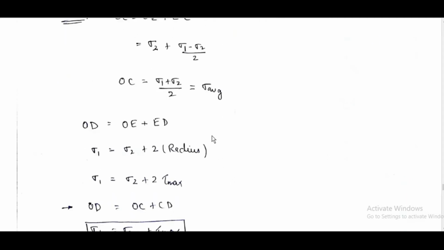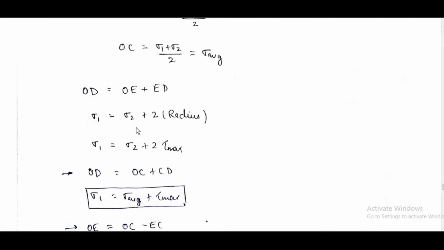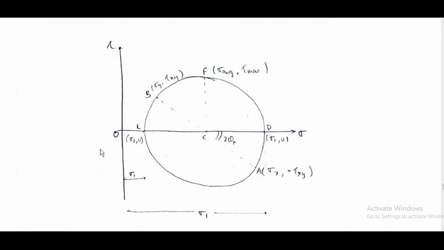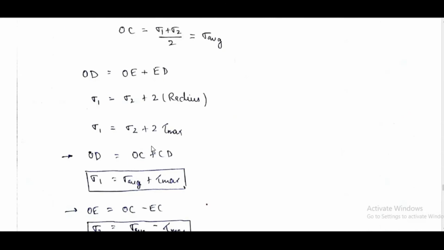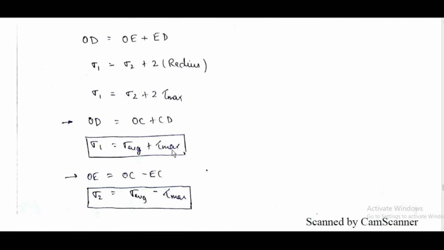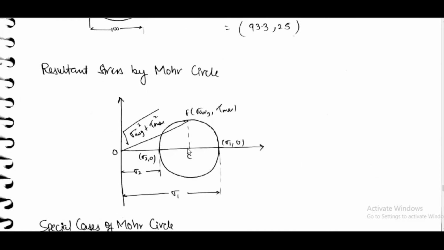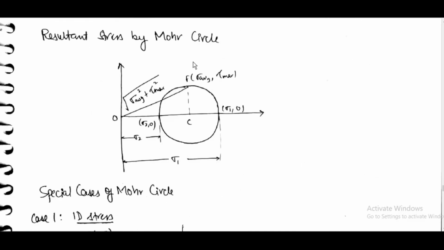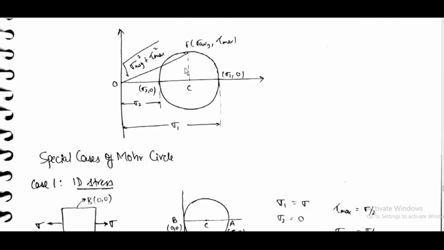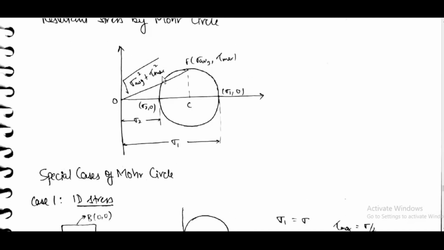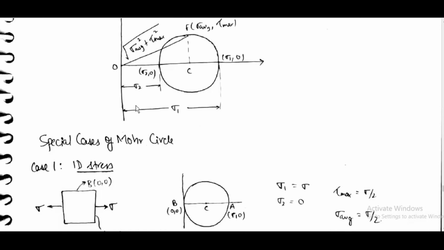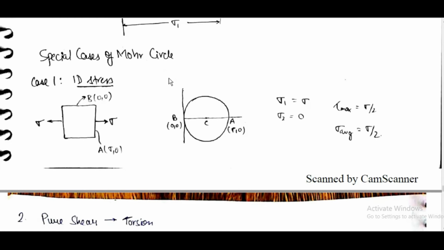Sigma average is equal to (sigma 1 plus sigma 2) by 2. OD is equal to OE plus ED. So we will get sigma 1 is equal to sigma average plus tau max, and sigma 2 is equal to sigma average minus tau max. These are general workbook questions. Resultant stress by Mohr circle from the origin is root of sigma average square plus tau average square. Special cases of Mohr circle.